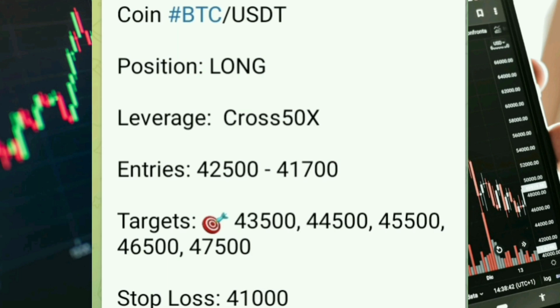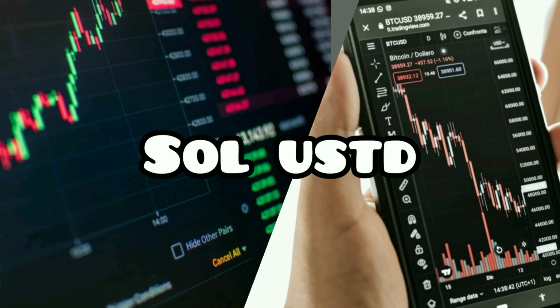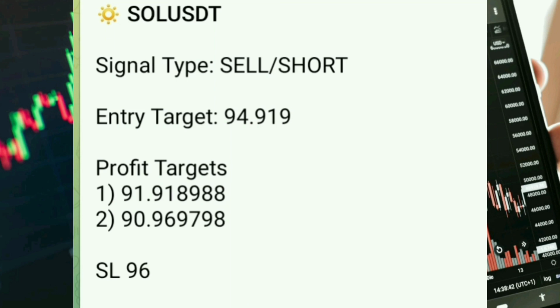Now another signal in future trade we're going to look at is SOL USDT. This is another future signal. They say the coin here is SOL USDT and the signal type is sell or short. Like I told you, long means buy, while sell means short. So they are telling us to short this coin. This simply means that we predict that the price of this coin will go down. You're simply predicting that the coin will go down.